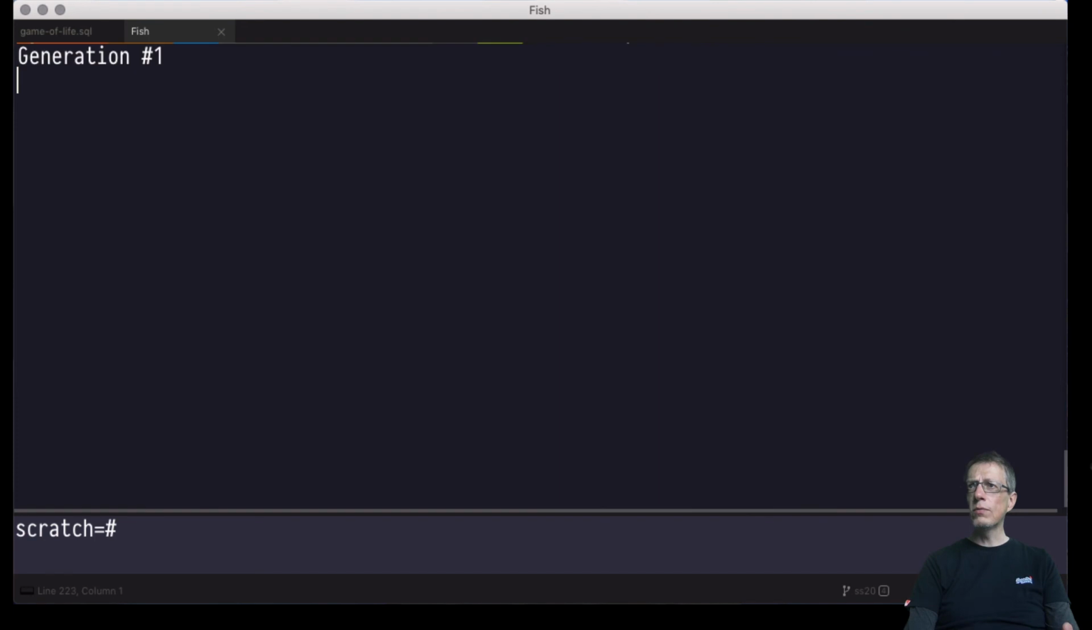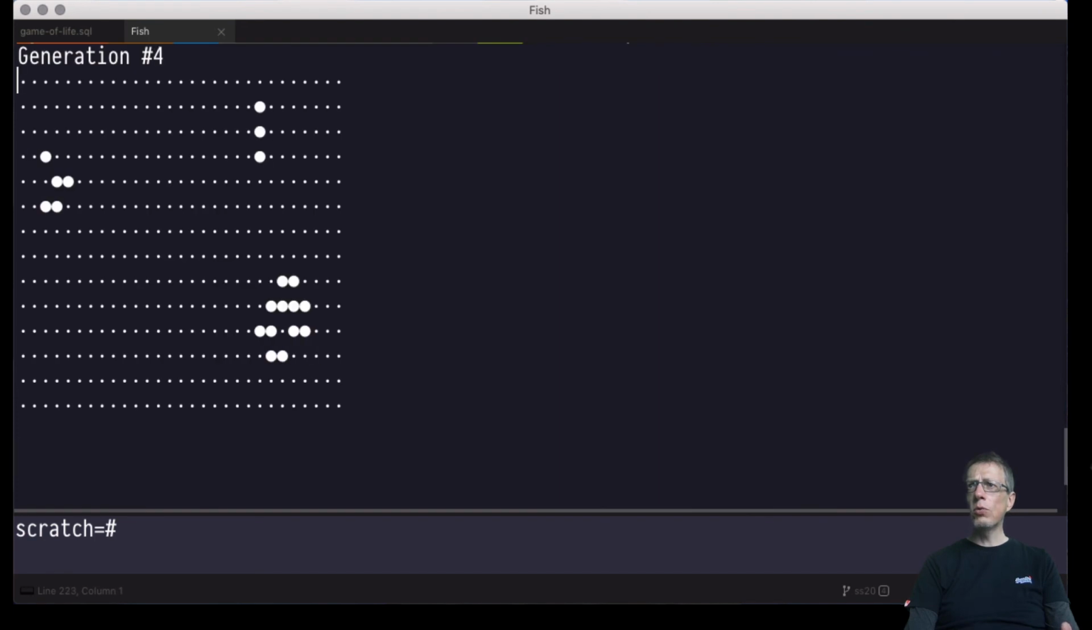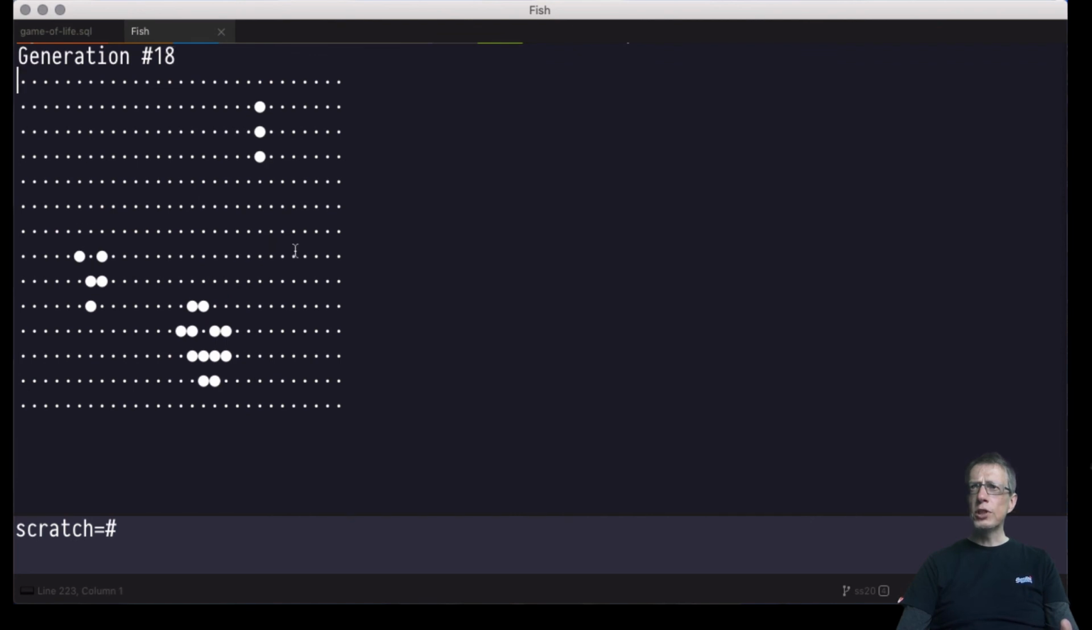Let's see. All right, so there you go. Indeed, we see the rotor behavior that we were expecting. From generation to generation, it just flips. And we see the 2 spaceships that are indeed moving along the grid here. So we are in generation 17, 18, 19 already. They are approaching each other, and I think they will collide any second now. They are colliding now, indeed.